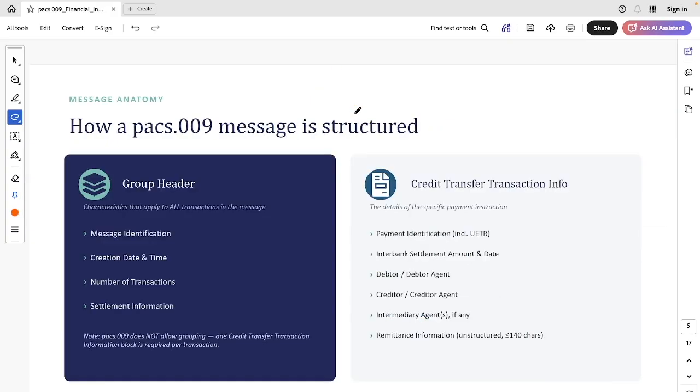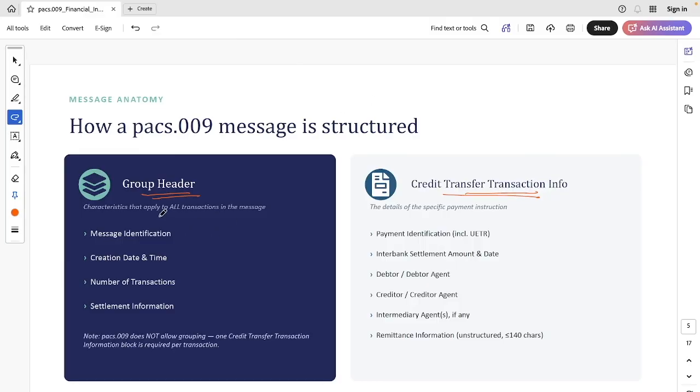Okay, now let's look at the structure of a pacs.009 message. So at a high level, pacs.009 has two parts. The first part is the group header, and the second part is the credit transfer transaction information block. Now let's start with the group header.